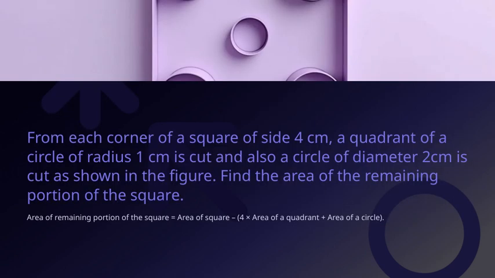Let's take a closer look at this problem. We start with a square that measures 4 centimeters on each side, and our goal is to find the area of the remaining portion after certain shapes are cut out.